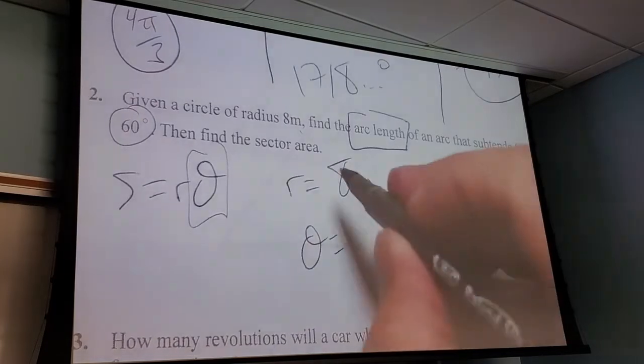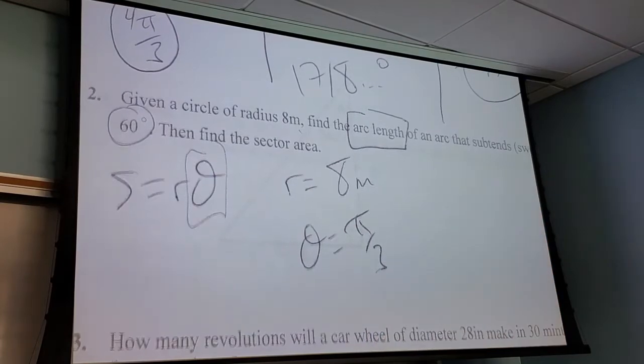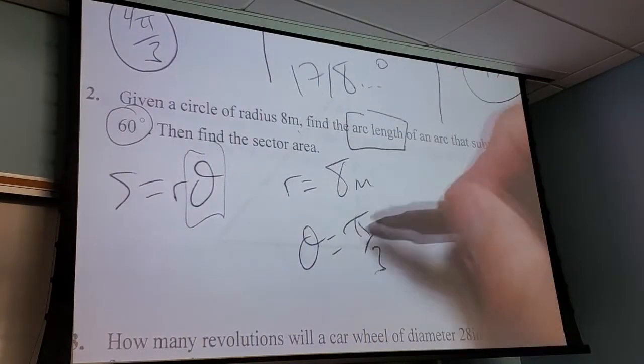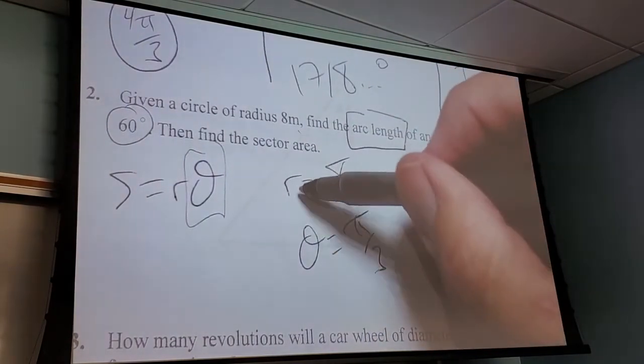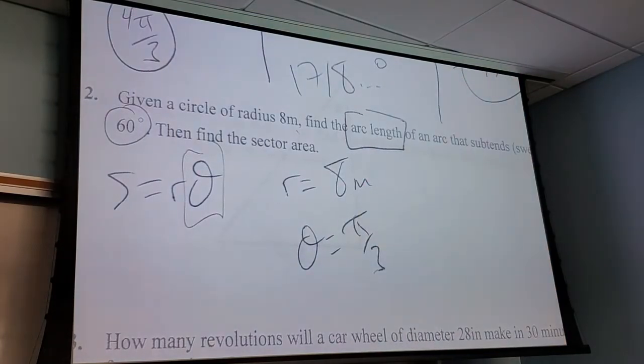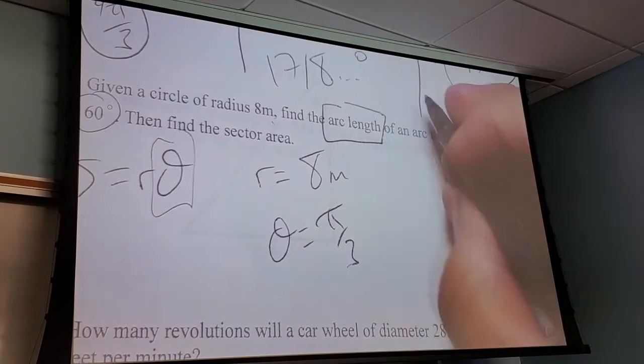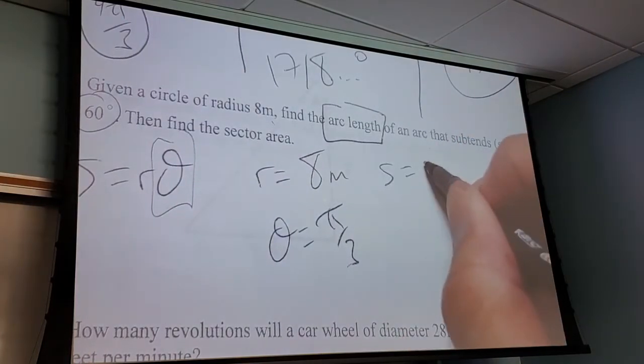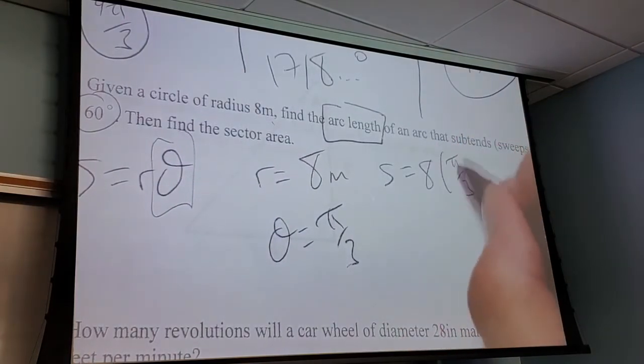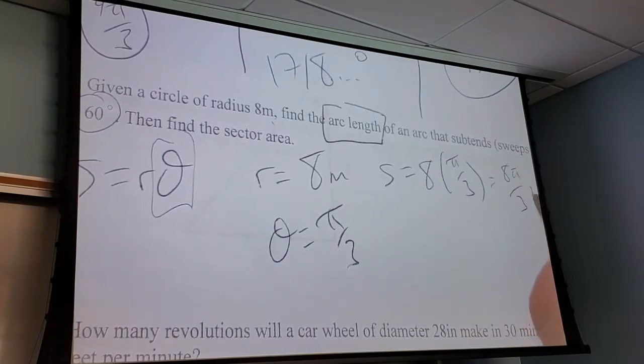So 60 degrees is pi over 3 radians. Now see, I'm being really nice to myself. I'm identifying the values for each letter, so when I go to use an equation, I just throw those things in the right place. The first part of this is just going to be r times theta. So I get 8 pi over 3 meters.